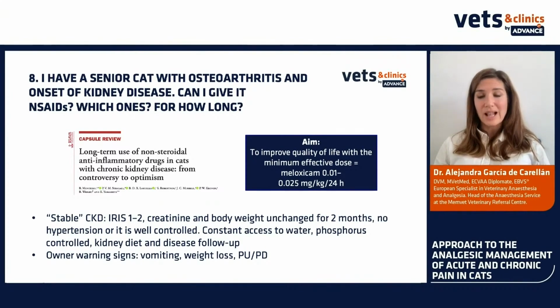Other things that we can tell the owner are that the cat needs to have constant access to water and a diet for renal disease, with phosphorus control, basically a kidney diet. The important thing is the follow-up. The owner also needs to be aware that if the cat starts with vomiting, weight loss, or increased polyuria and polydipsia, they should bring the cat to the practice to check that everything is okay. This follow-up should be done every 3 to 6 months after starting this treatment with NSAIDs in a chronic kidney disease patient.